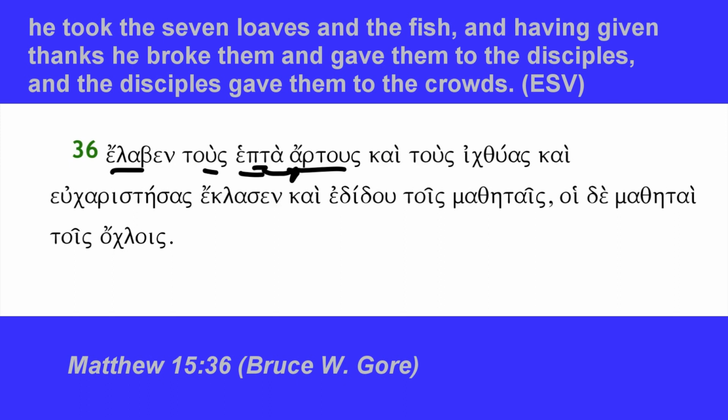He took the 7 breads, kai tous, also in the accusative, direct object, ichthus. This is the accusative plural of ichthus, which means fish, so the fish, or fishes. Earlier, a slightly different word was used for fish, referring to very small fish and somewhat minuscule in their significance. Here the standard word is being used. So he took the 7 loaves of bread and the fish, kai, connective, eucharistesas, having given thanks. This is the aorist participle.